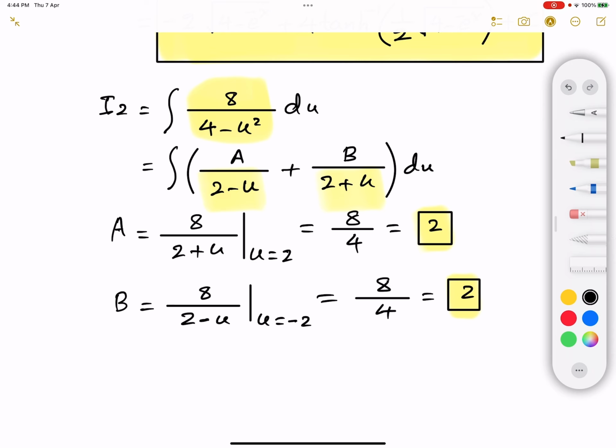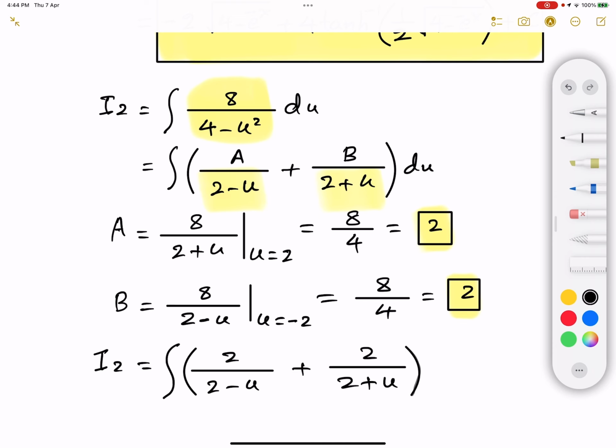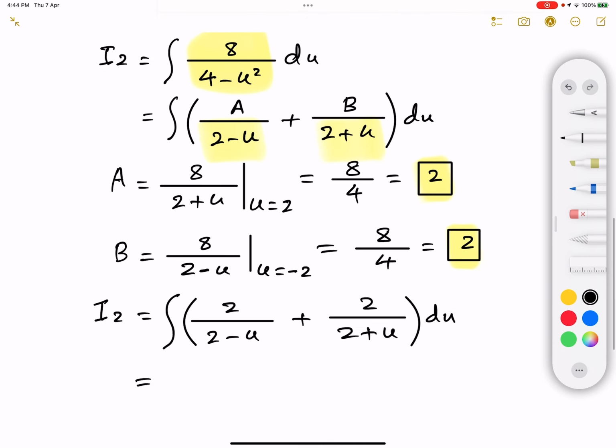Now we need to go back and substitute that in the integral I2, so that would give us the integral of 2 divided by 2 minus u, plus another integral. The second integral is also 2 over 2 plus u, and let's put that between parentheses, du. And then, of course, we know that for the integration of the first part, we need to have the derivative in the numerator. The derivative of the denominator is minus 1. So we need to multiply by minus 1 and divide by minus 1. That would give us minus the natural logarithm of 2 minus u.